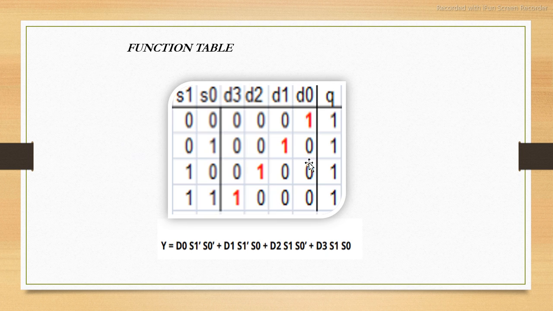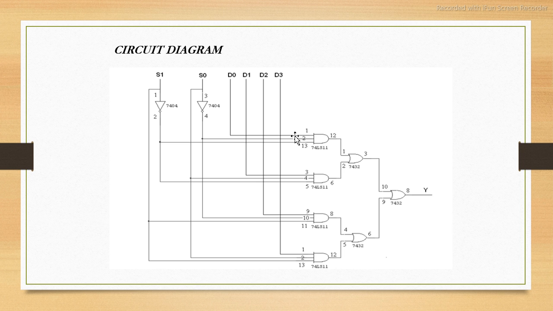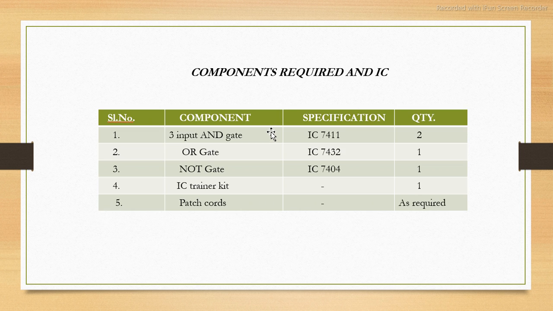This is a table. D0 S1' S0', D1 S1' S0, D2 S1 S0', D3 S1 S0. This is the equation. This is a circuit diagram for the multiplexer.